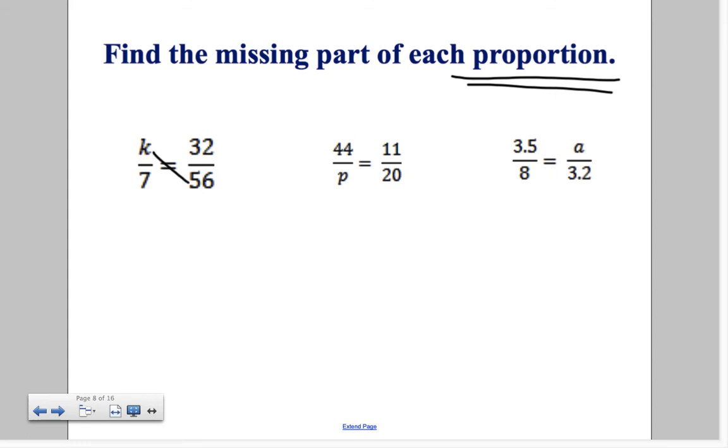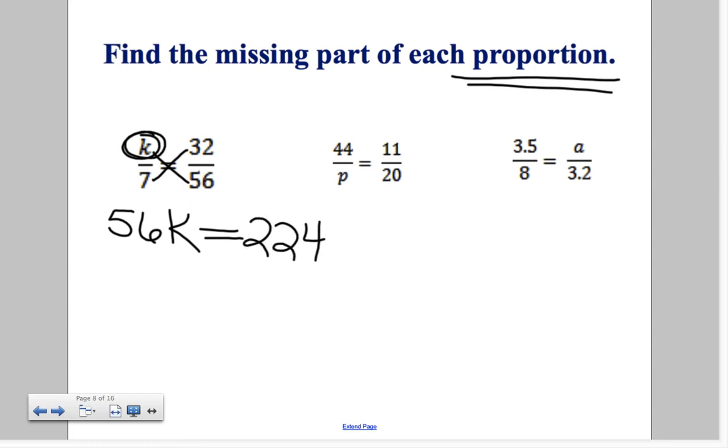You're going to take k times 56, which becomes what new term? 56k. And right now we're solving for this right here. We don't know what that is, so we're solving for it. That has to be equal to 32 times 7. What's 32 times 7? Anyone? 200 and something. 224.